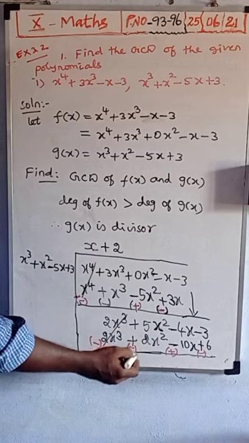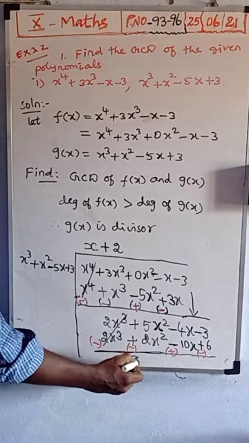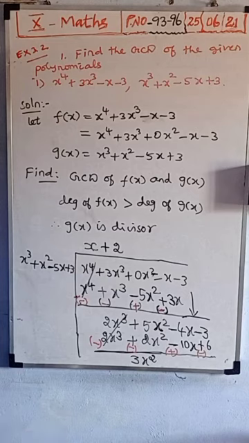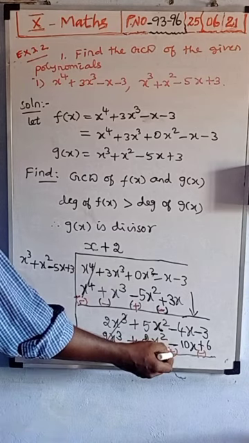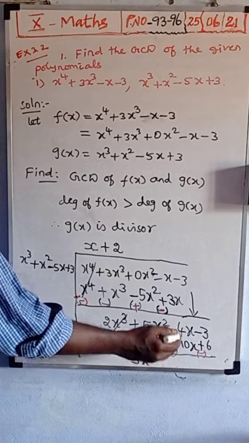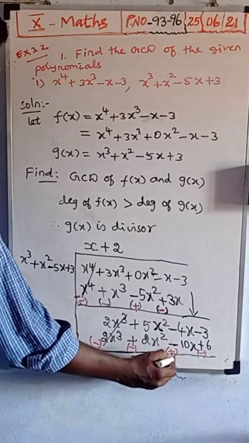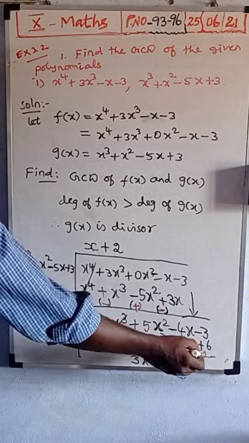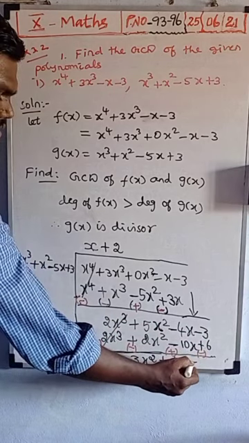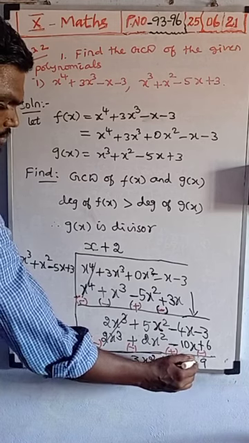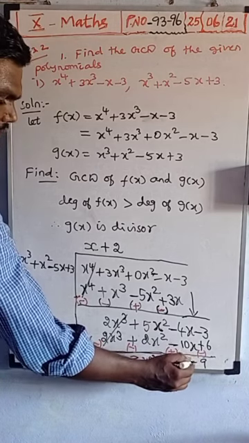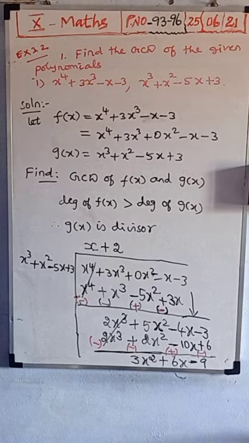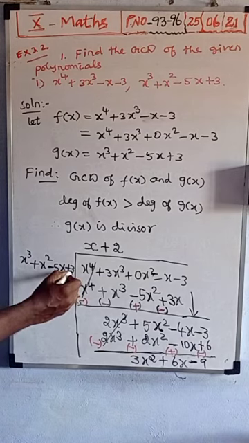Now 5x squared, and after changing the symbol, plus 2x squared changes into minus 2x squared. So 5 minus 2 gives 3x squared. Now minus 10x changes into plus 10x, so plus 10x minus 4x gives plus 6x. Next, minus 3, and after changing the symbol plus 6 changes into minus 6. So minus 3 minus 6 means minus 9. Same symbol means you should add. So that is minus 9. That's all.